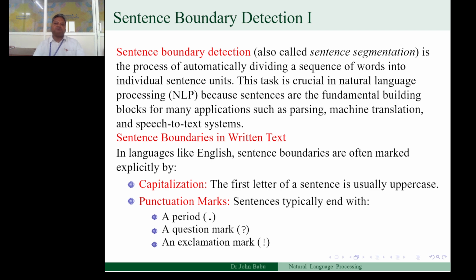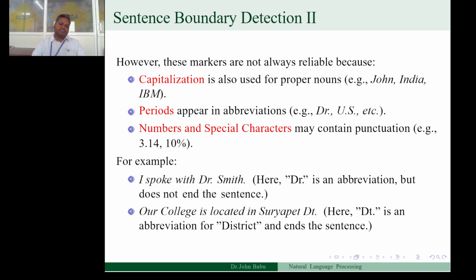Firstly, we will deal with sentence boundary detection, which we also call sentence segmentation. What is sentence segmentation? Dividing the sequence of words into individual sentences, or given a text, identifying where a sentence starts and where it ends. We know that in the English language we often have boundary marks. The first letter of a sentence is usually written in uppercase. Then generally a sentence ends with a period, question mark, or exclamation mark. But there are certain problems with this method.